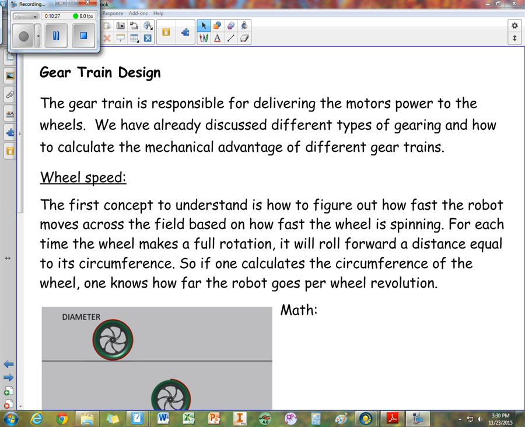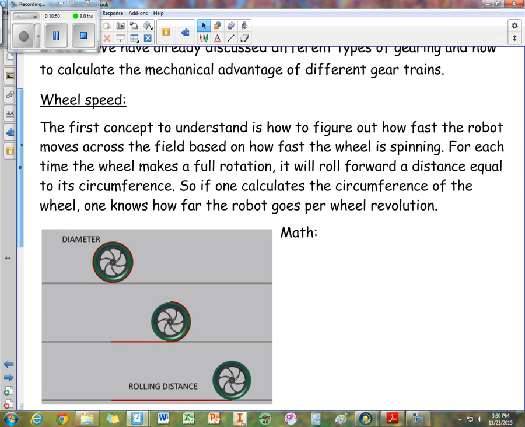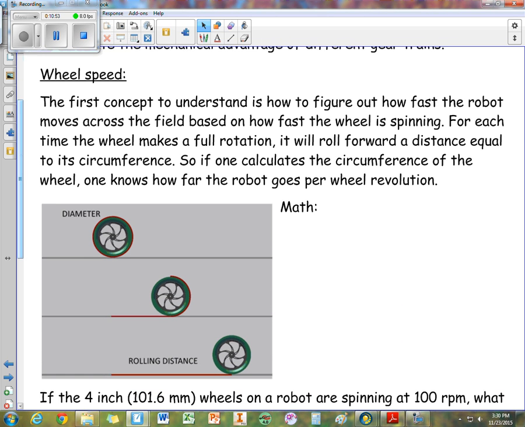Okay. Now to wrap this up, let's talk about some gear train design. Our gear train is responsible for delivering the motor's power to the wheels. And so far this school year, we've already talked about compound and non-compound gear trains and how to calculate the mechanical advantage of them. So here we want to start wrapping things up and talking about wheel speed. How fast are those wheels moving?